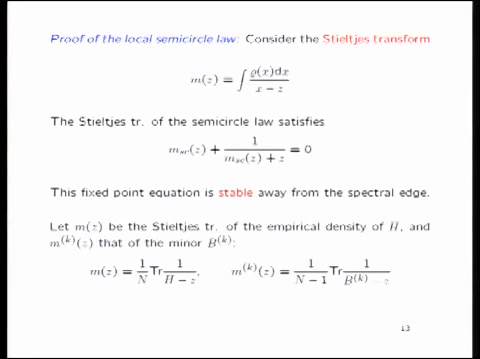Okay, so now what's the proof of the semicircle law? The proof of the semicircle law: this is a Green function, also called the Stieltjes transform of the density, and it satisfies the equation m plus 1 over m plus z equals 0. This is the equation for this m. And this equation is stable in the sense that if you put in a small perturbation, then the solution will be a small perturbation from the semicircle law.